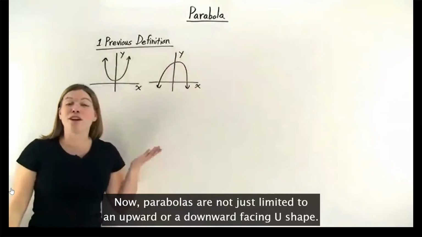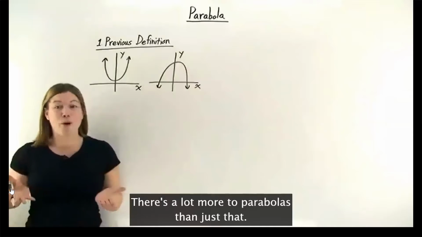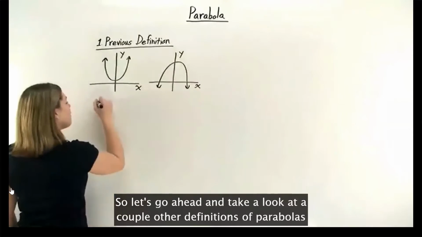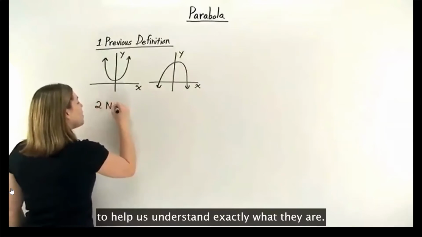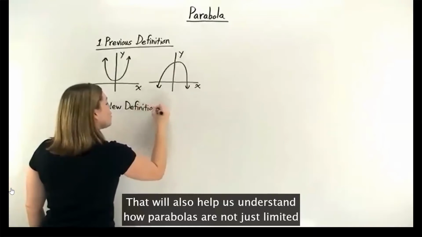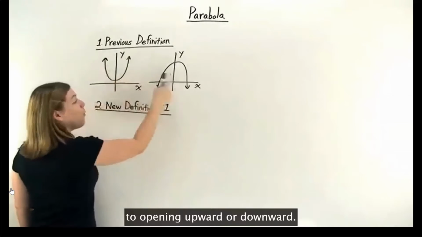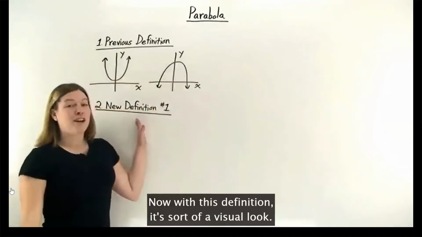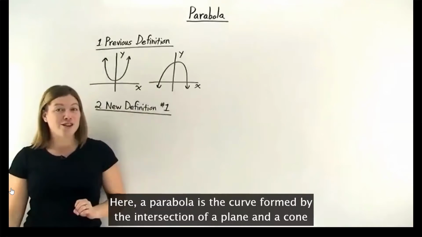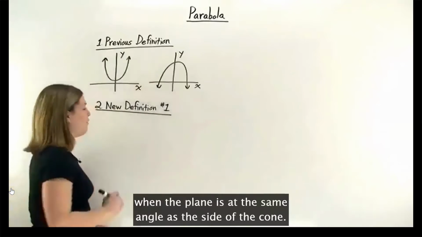Now, parabolas are not just limited to an upward or a downward-facing U-shape. There's a lot more to parabolas than just that. So let's take a look at a couple other definitions of parabolas to help us understand exactly what they are. That will also help us understand how parabolas are not just limited to opening upward or downward. Now, with this definition, it's sort of a visual look. Here, a parabola is the curve formed by the intersection of a plane and a cone when the plane is at the same angle as the side of the cone.